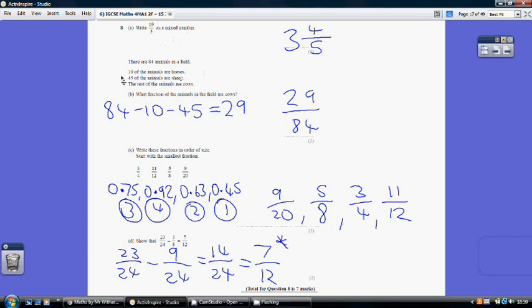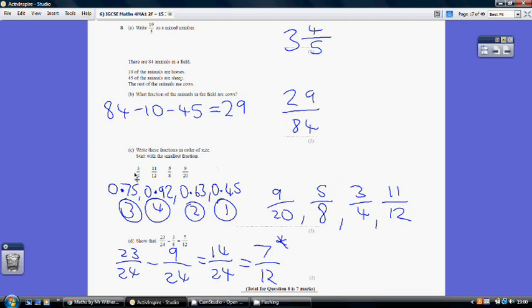So let's first of all work out how many cows we've got. 10 horses, 45 sheep, 84 in total. So 84 take away 10, take away 45 gives us 29 cows. So as a fraction of the total animals, that's 29 out of 84.